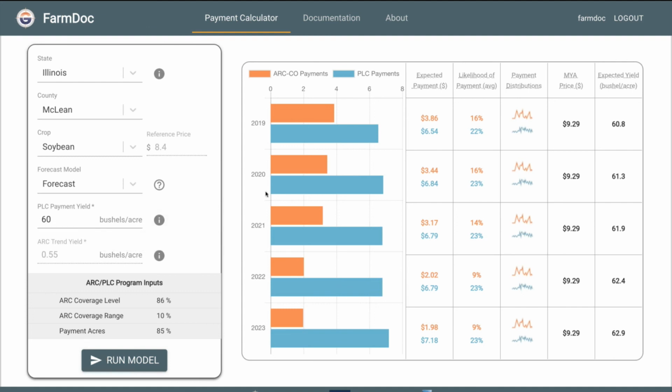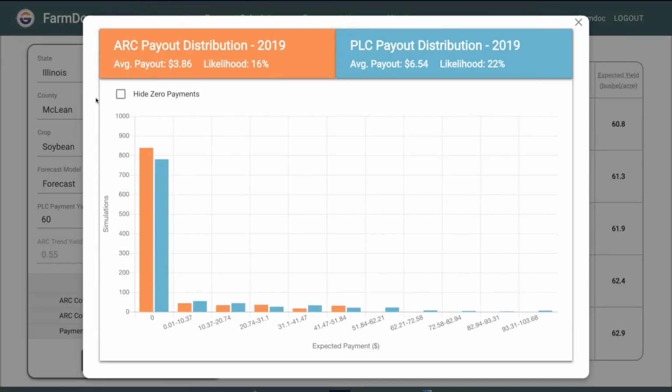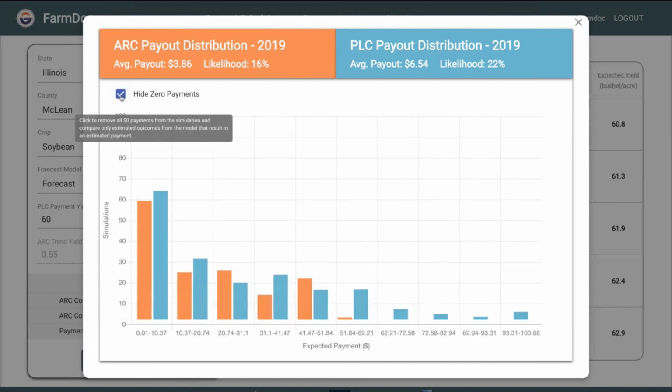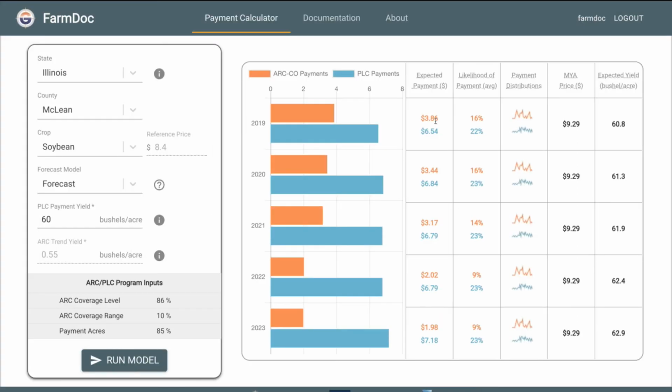We had a question. I think your tool favors ARC for beans in most scenarios, and PLC for wheat and beans. Actually, I think our tool usually favors PLC right now with the price scenarios that we're running. We will see where those end up because we want to put the yields in there.